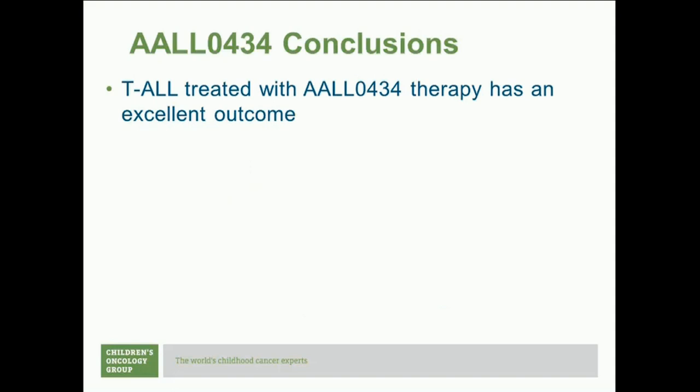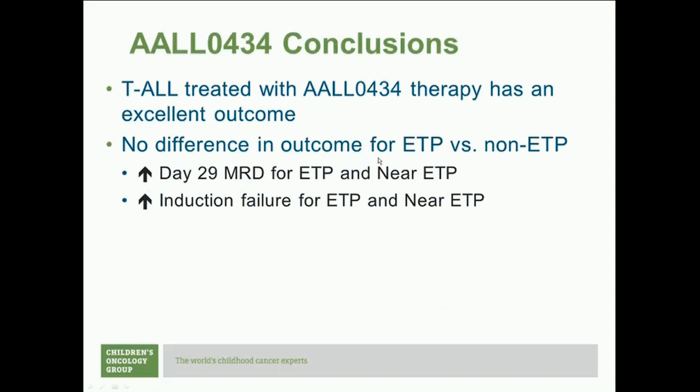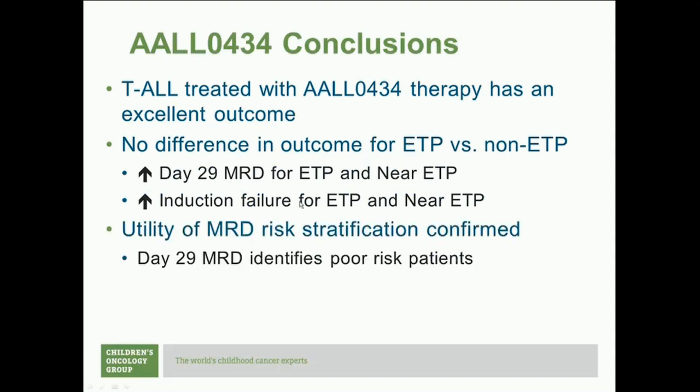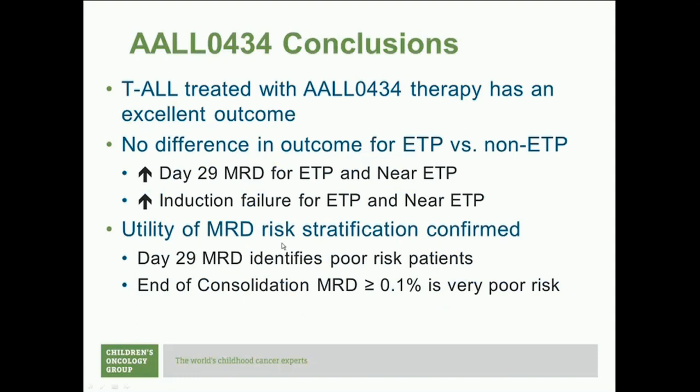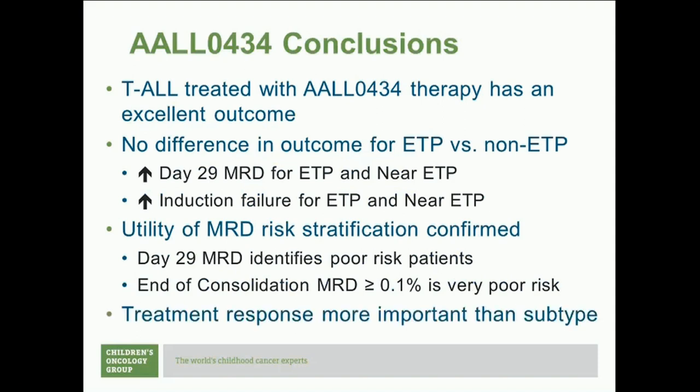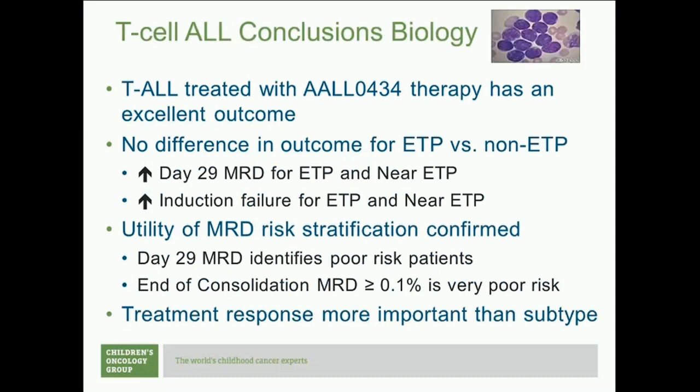So conclusions for that: T-ALL treated with 0434 therapy has an excellent outcome. There's no difference in outcome for the very worst performers, ETP versus non-ETP, even though they have a higher day 29 MRD and a higher induction failure rate. The utility of MRD as a risk stratification was confirmed. We know that day 29 predicts a poor risk patient, but end of consolidation is even more problematic, and those patients need to be treated with stem cell transplant or another type of therapy. And treatment response is more important than subtype.